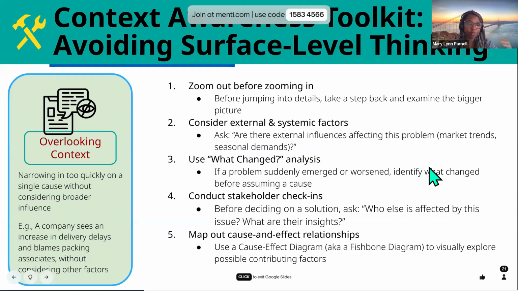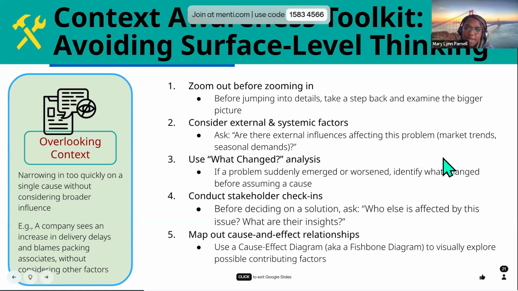Some terminology people use often is: what's the 10,000 foot view? What's the 5,000 foot view? What's the 1,000 foot view? And then we get into granularity, but how do we see the forest for the trees? How do we take that step back? Have we considered external and systemic factors? Asking, are there any external influences affecting this problem? Market trends, seasonal demands, employees, what is affecting them with the external and systemic factors?